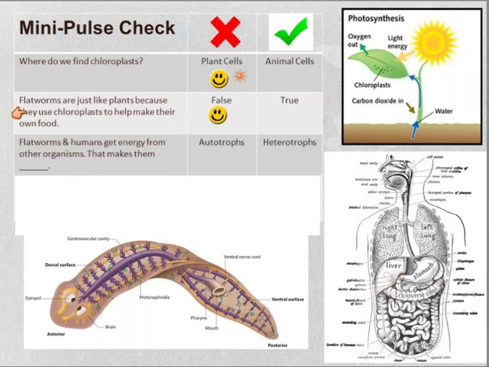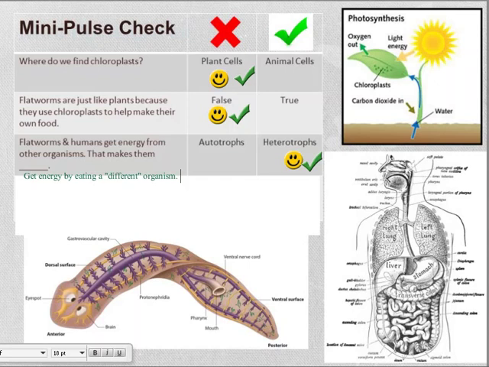All right, that brings us to the second one. Flatworms are just like plants because they use chloroplasts to help make their own food. Well, yep, I just answered that for you. Flatworms do not photosynthesize. They don't have chloroplasts. So that answer would be false. Flatworms and humans get energy from other organisms. That makes them what? So these guys, which is you, and the flatworm, if they get their energy from another source, the prefix hetero means different, right? So heterotrophs get energy from eating another or a different organism.